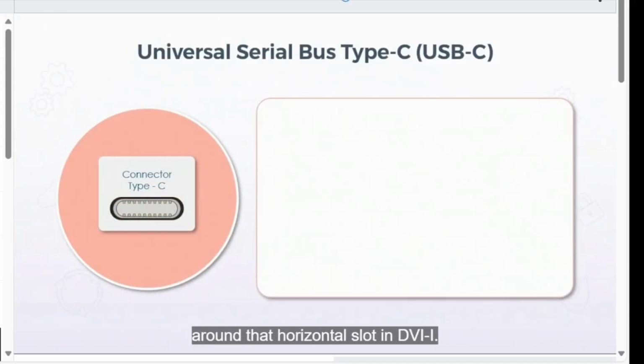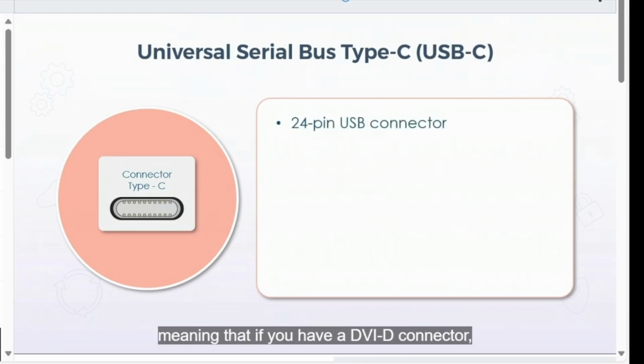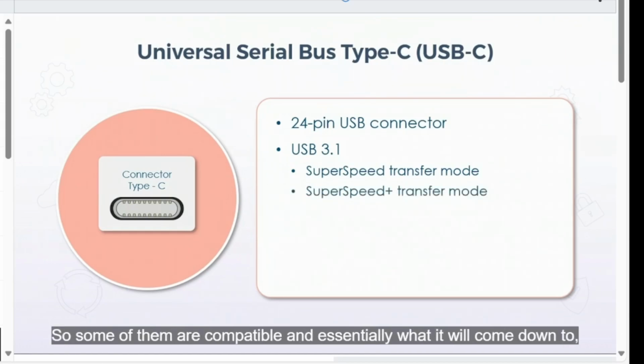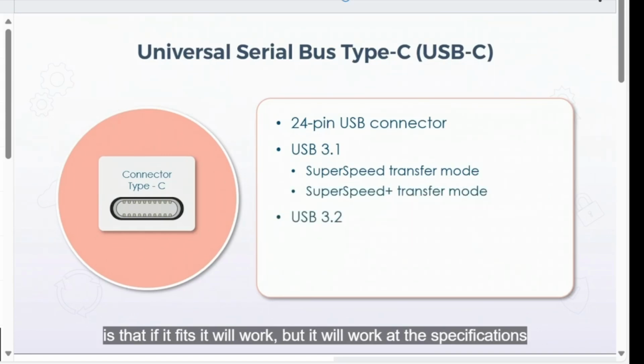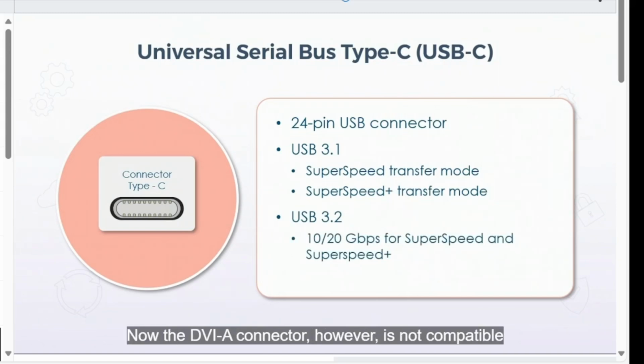The latest type of connector for USB is the Type-C, which is used most commonly with devices that support USB 3.1 or 3.2. The connector itself has 24 pins, and more on that in just a moment. And as mentioned, the Type-C connector, when used with USB 3.1, supports data transfer rates known as SuperSpeed, which offers 5 gigabits per second, and SuperSpeed Plus, which offers 10 gigabits per second. And when used with USB 3.2, it increases the speed for each SuperSpeed rating up to 10 gigabits per second for SuperSpeed and 20 gigabits per second for SuperSpeed Plus.